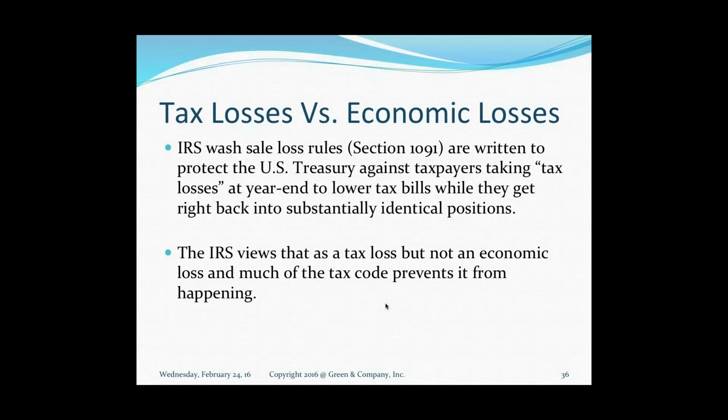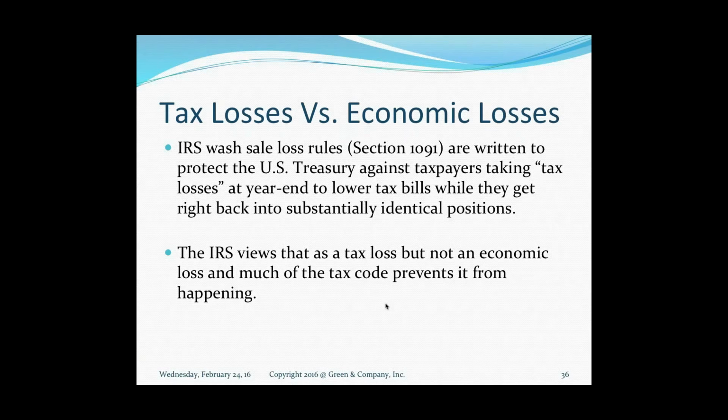Now, what the heck is a wash sale? It's all about tax losses versus economic losses. IRS wash sale loss rules, Section 1091, are written to protect the U.S. Treasury against taxpayers taking tax losses at year end. You know, at year end you want to harvest your losses to lower your tax bill. So you sell some symbols towards the end of December, and you don't want to miss the rally. We didn't have one this year. We had a sell-off, but you don't want to miss the rally the first few weeks of January, so you get back into the positions.